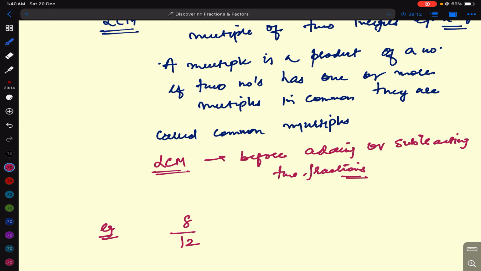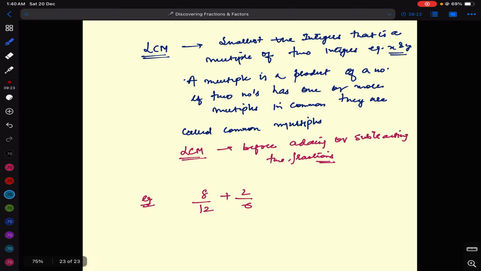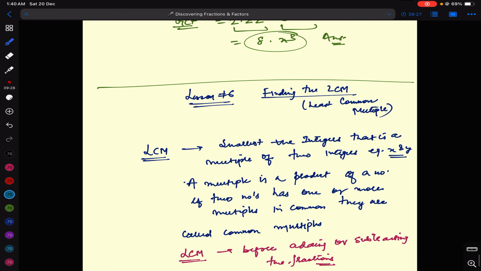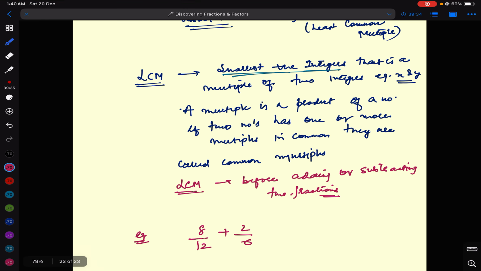8 over 12, this is your first fraction, and then you have the second fraction as 2 over 6. Now, what did we study about the LCM? It is the smallest positive integer that is a multiple of two integers x and y. What is a multiple here? We have defined a multiple also. It is a product of a number. If two numbers have one or more multiples in common, then they are known as common multiples.